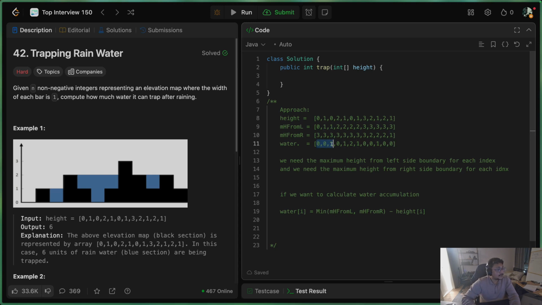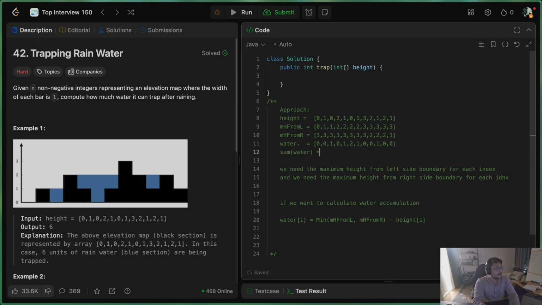Finally, if we sum all the units, 1 plus 1 plus 2 plus 1 plus 1, we get the answer 6. So the time complexity for this approach would be linear, but the space complexity of this approach is 3n.